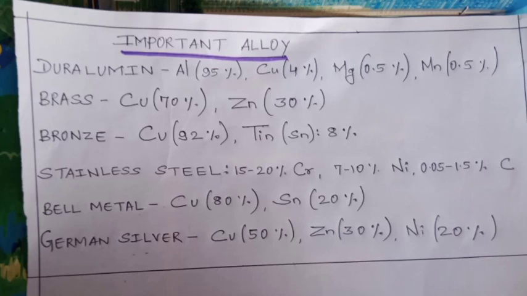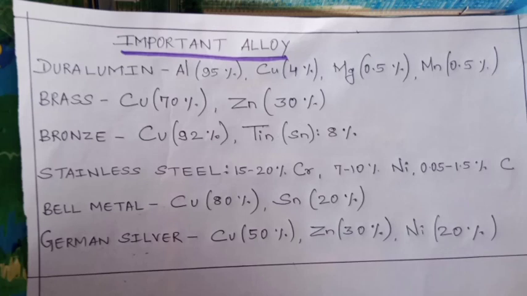Now let us study some important alloys. Duralumin is an alloy of aluminium 95%, copper 4%, magnesium 0.5%, manganese 0.5%. Brass is an alloy of copper and zinc, copper 70%, zinc 30%. Bronze is an alloy of copper and tin, copper 92%, tin 8%. Stainless steel is an alloy of chromium, nickel and carbon. Here chromium is 15 to 20%, nickel is 7 to 10%, and carbon is 0.05 to 1.5%.